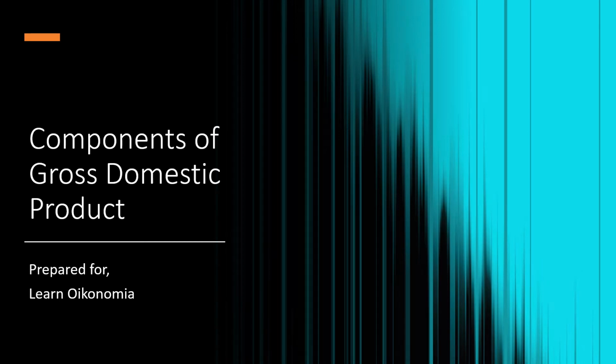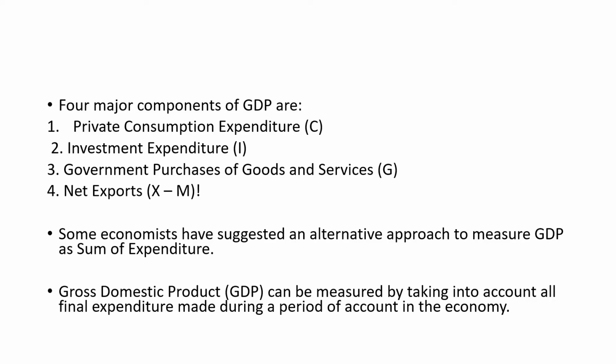In this video, we are going to look at the components of gross domestic product, or components of GDP. There are four major components of GDP, and these are private consumption expenditure, which is represented as C, investment expenditure, which is represented as I, government purchases of goods and services or government expenditure, which is represented as G, and net exports, which is represented as X minus M.